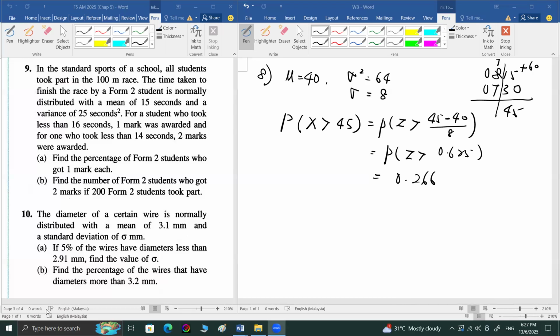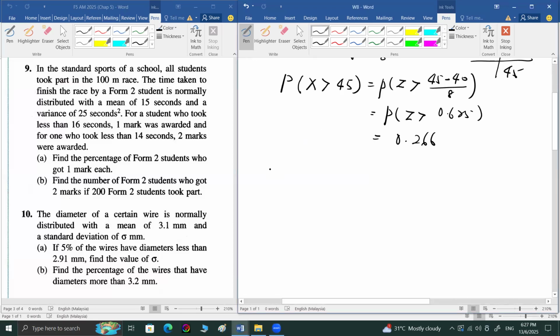Okay, right, class. Now continue. Sorry, yeah, we see question 9. Okay, what is the different in question 9? So in the standard sports of a school, all students took part in the 100-meter race. The time taken to finish the race by the Form 2 students is, okay, can you see the word normally distributed? Mean 15, variance that is 25. So standard deviation that is 5, okay?